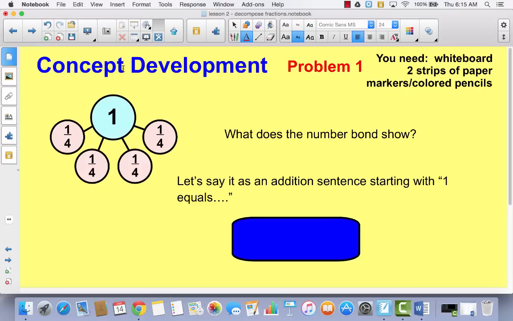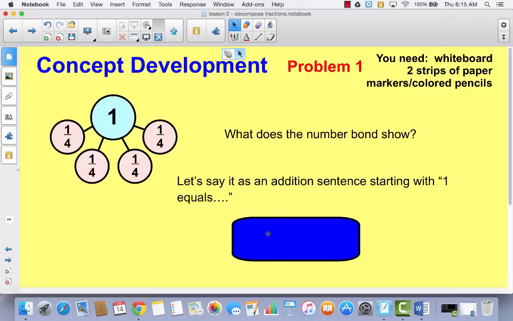Okay, so this first part, I do not want you to put this in your math journal. I just want you to follow along, and this is just a little bit of a review of what we did yesterday. So first of all, you're going to see that this is a number bond, and this number bond shows that we have one whole, and it's broken down into 4 unit fractions. So we could create a sum of unit fractions using this number bond. It would look something like this.